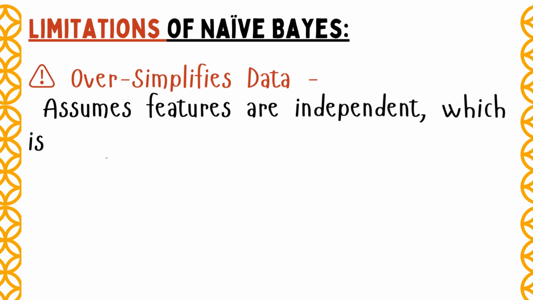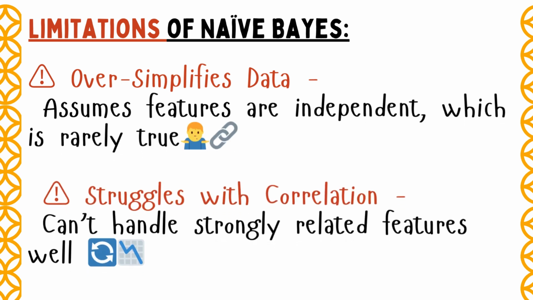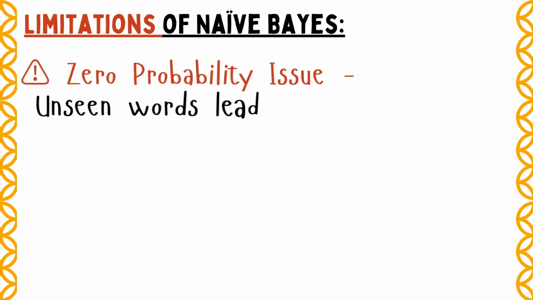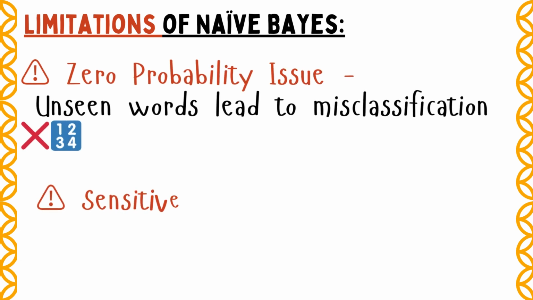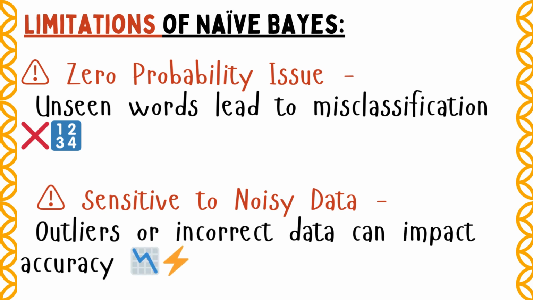Limitations. Naïve Bayes oversimplifies real-world data. It assumes features are completely independent, which isn't true in most cases. Struggles with highly correlated features. If two variables are strongly related, Naïve Bayes may not predict accurately. Zero probability problem. If a word never appears in the training data for a category, the probability becomes zero, leading to misclassification.